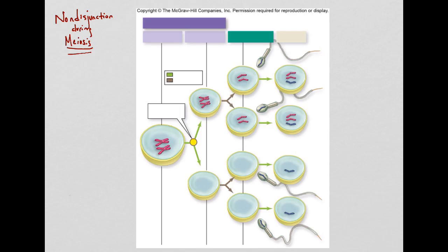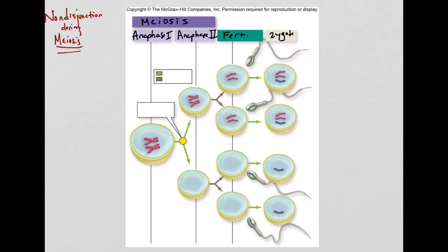So let's see what would happen if we make daughter cells with the wrong number of chromosomes and those daughter cells are able to be fertilized. What does the resultant zygote look like? All right, so I'm just going to go ahead and label a few things here and then we'll get going.